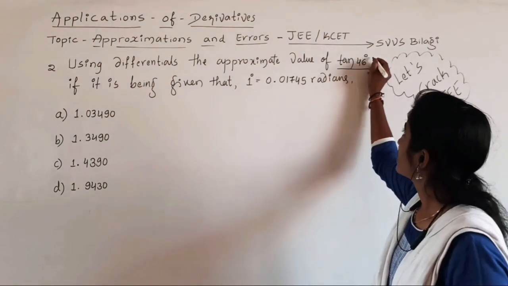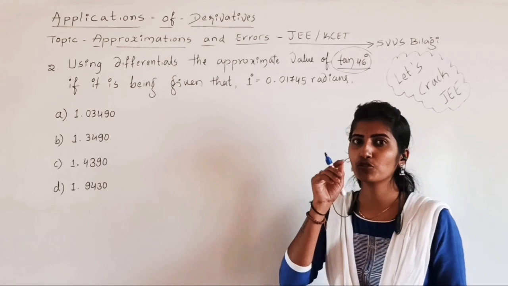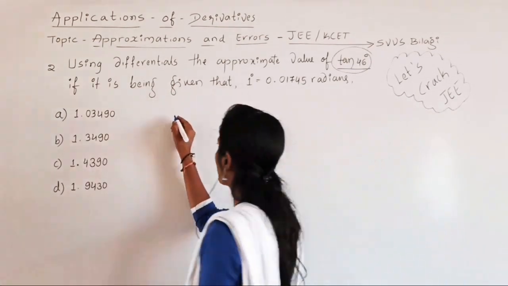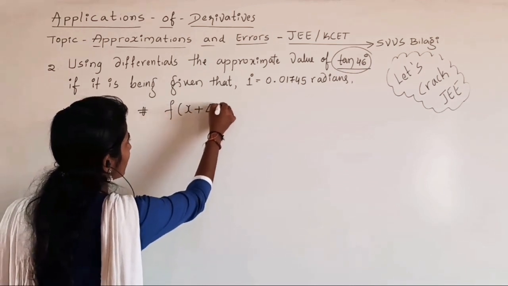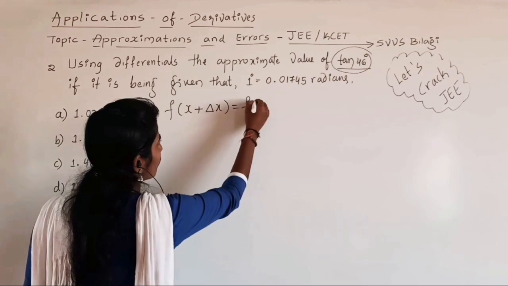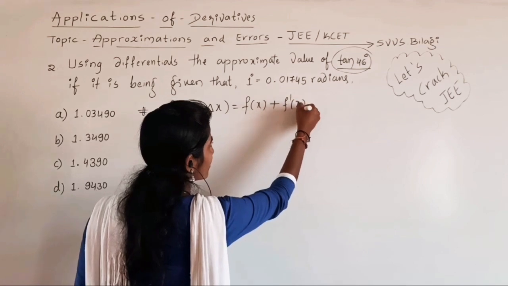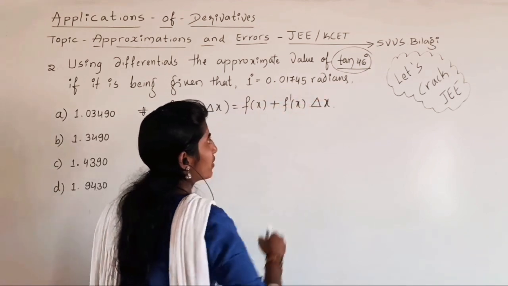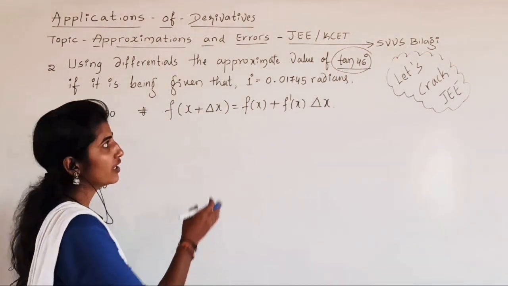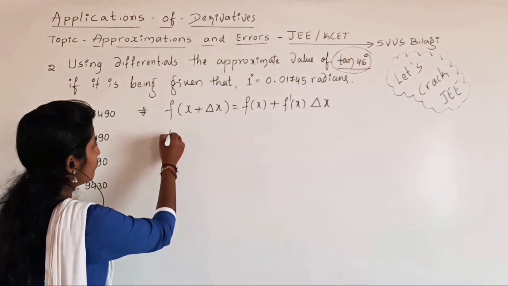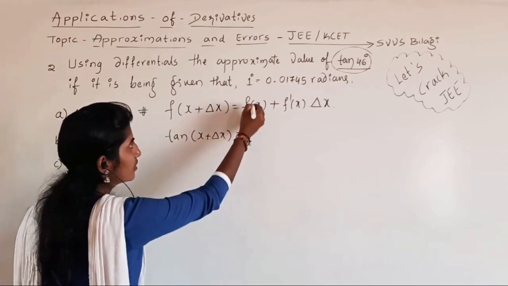See, my question is tan 46 degrees. Before going to this, I already told you one thing you should remember in this topic, that is the short formula: f of (x plus delta x) is always given by the function f of x plus its differential, that is f dash of x into the error in x given by delta x. Okay. So by taking the help of this, let's crack my question. If I write tan of (x plus delta x), my function is what?